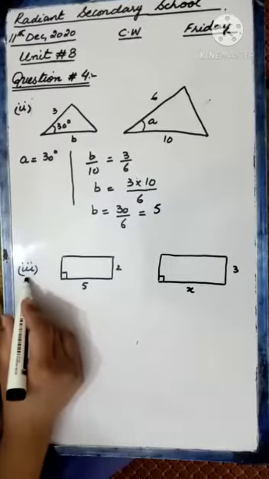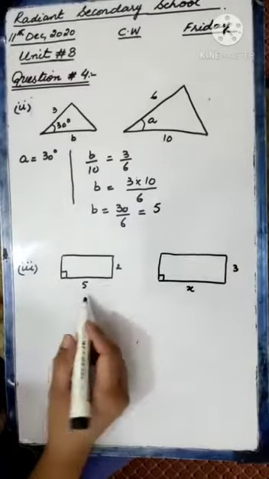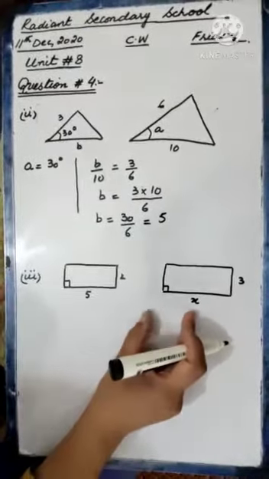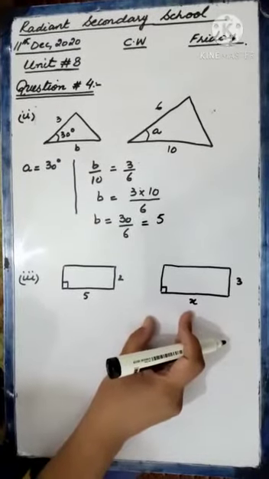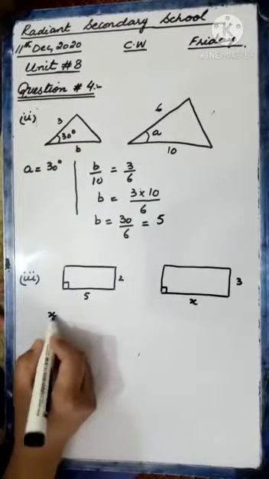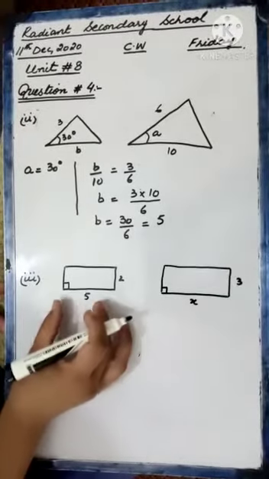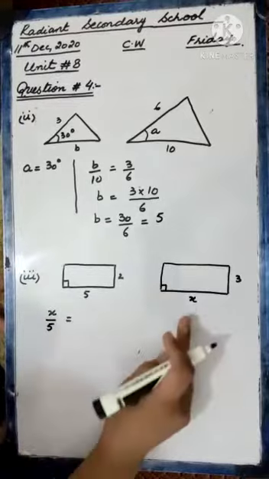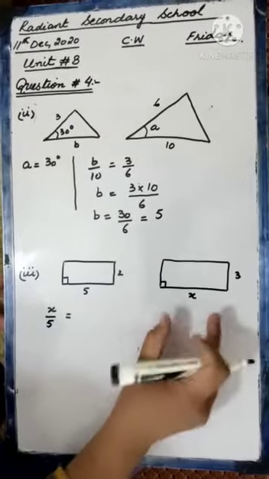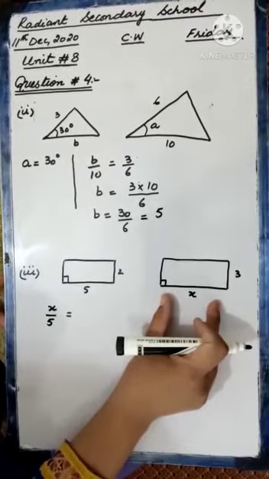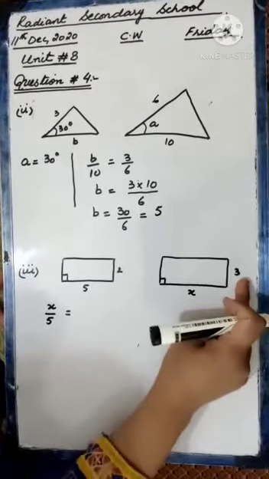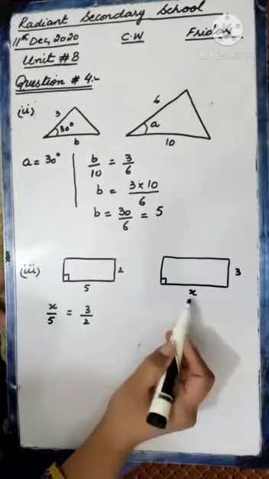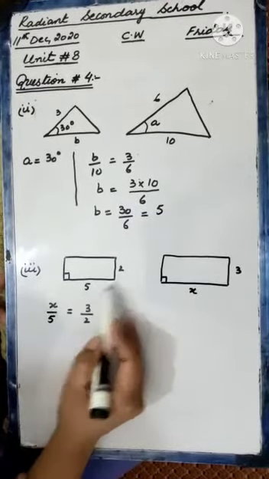Now look at part number 3. In part number 3 again you have to find the value of x. Again this x is in the sides, so you will apply the property of ratio of corresponding sides. So x ratio 5, this x is corresponding to 5. x ratio 5 will be equal to, now I have taken the first x of this rectangle, so you have to take 3 now. 3 ratio 2. You cannot do it like this, x ratio 5 equals 2 ratio 3.